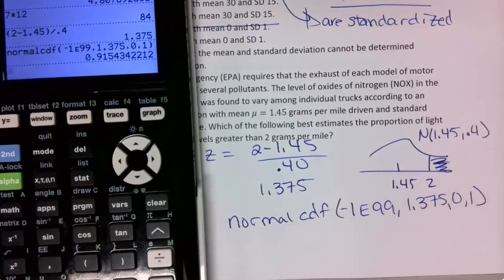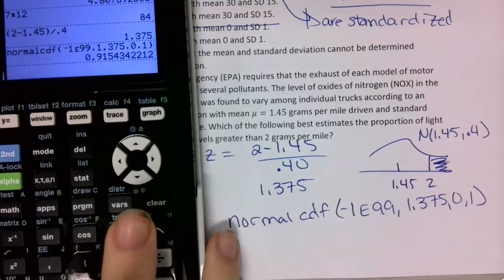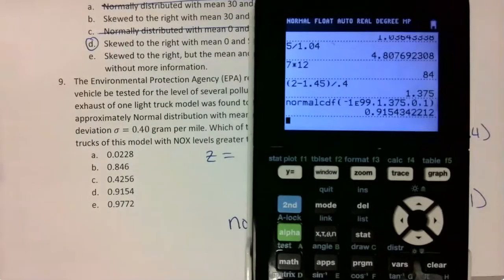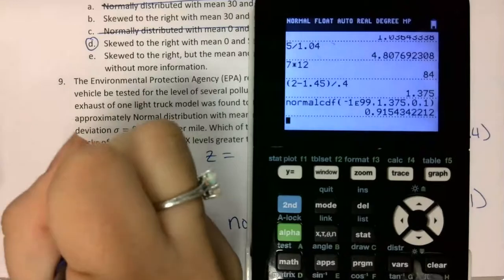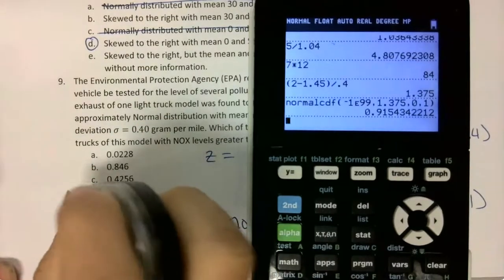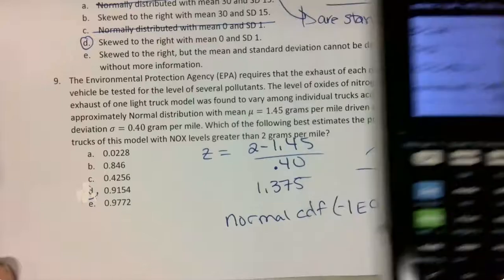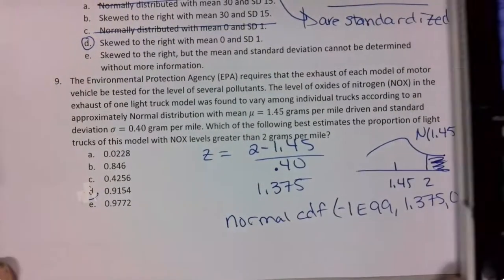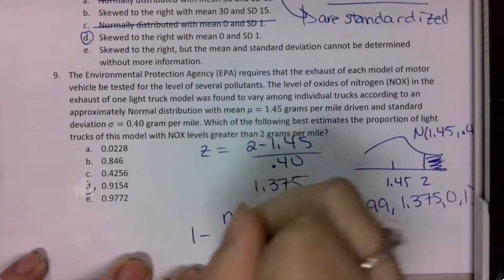And it gives me 0.9154, which is not the answer. Just kidding. Because, remember, this will always give me left values. I want to do 1 minus that value.